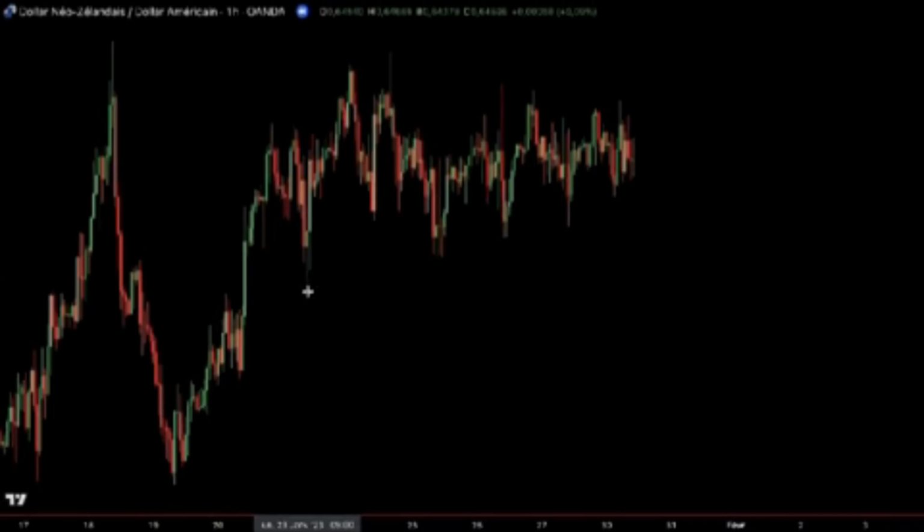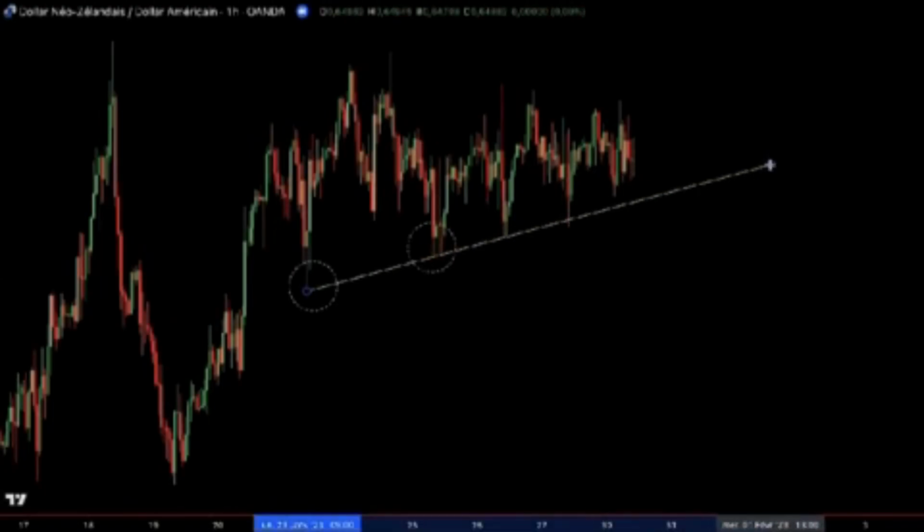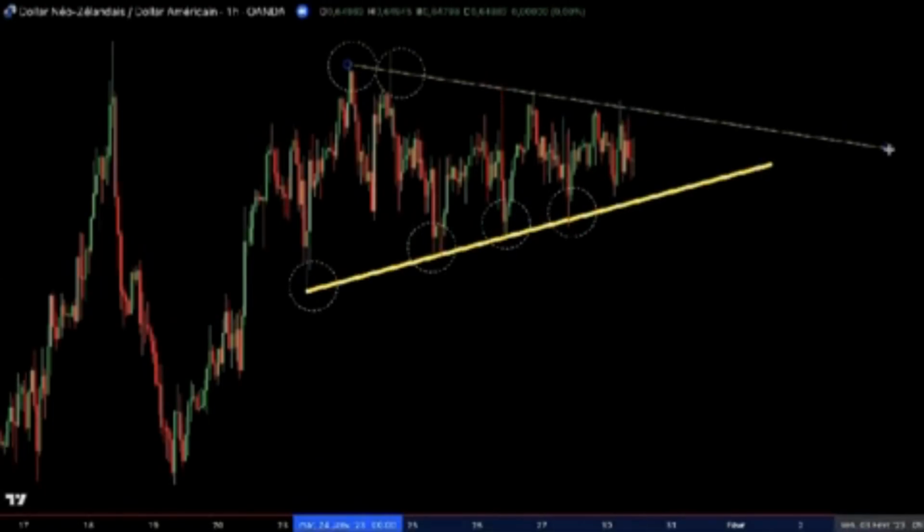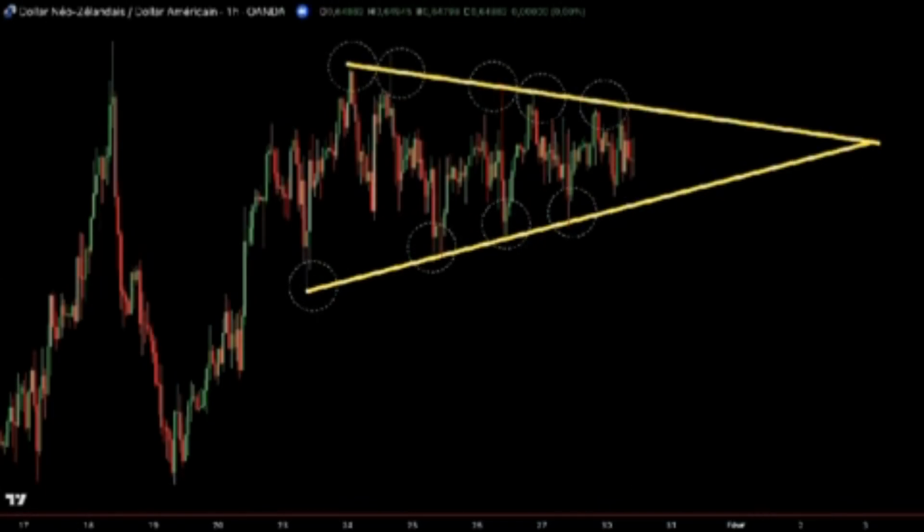A symmetrical triangle forms when price creates both lower highs and higher lows, meaning that buyers and sellers are in balance, and the pattern doesn't have a clear bias. It can break out in either direction, depending on who gains control. The breakout direction determines whether the price will continue higher or lower.